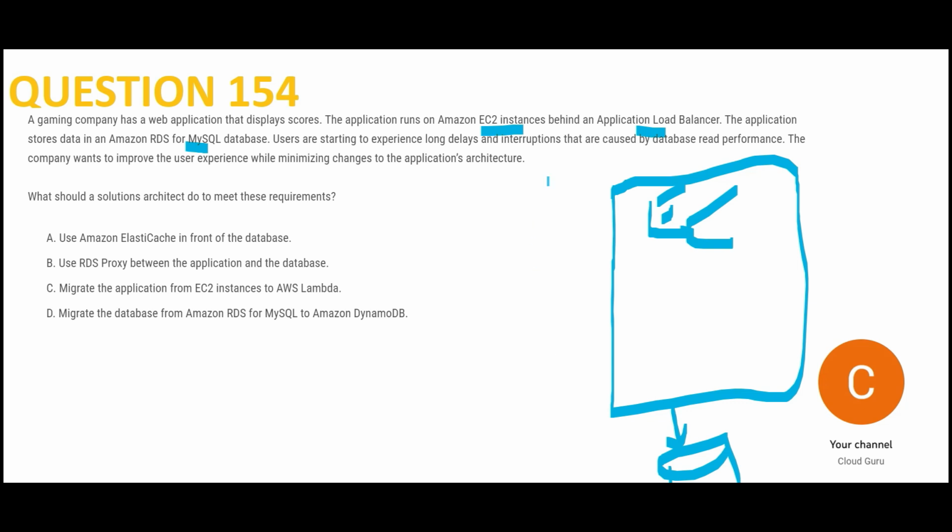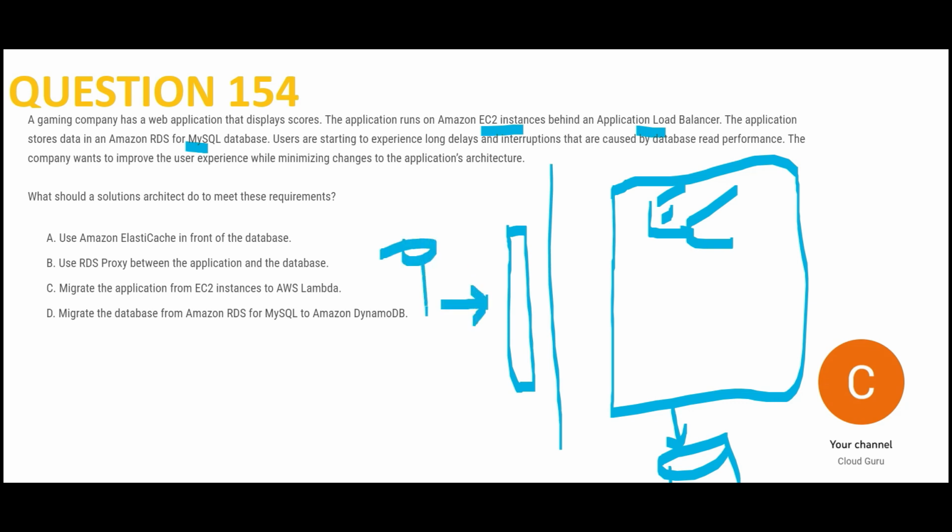Now we got ELB here, so you have a load balancer here, and this is where your users stand, okay. The gamers over there, this is where they stand. Your application is residing on top of all of this. They are again experiencing long delays, and sometimes interruptions happen. Which process does the interruption happen in? The database read process. Okay, that process problem is happening.